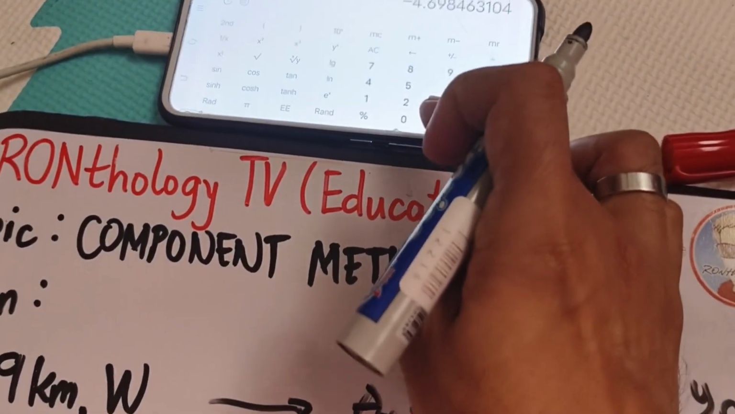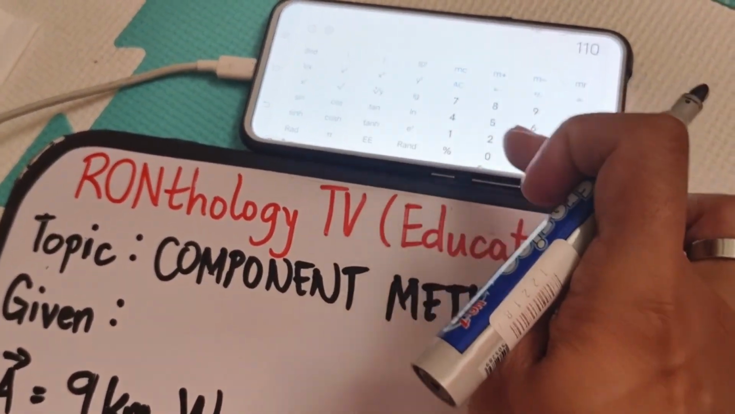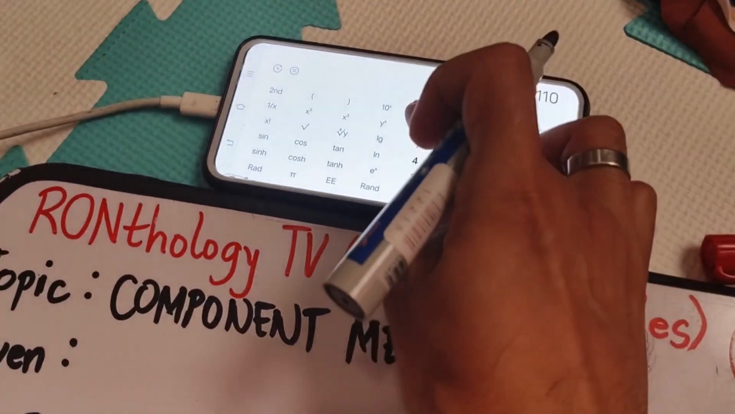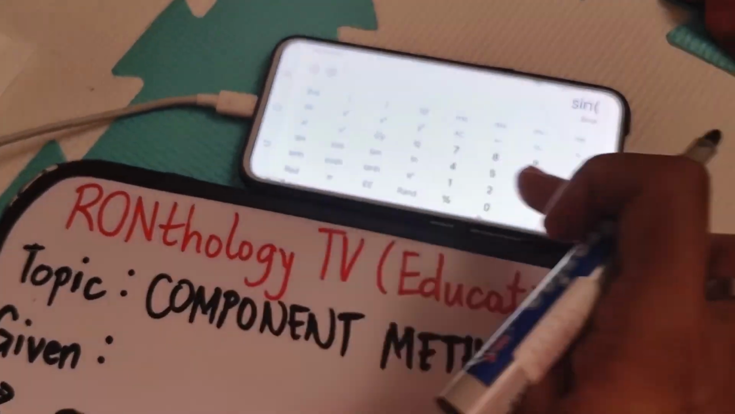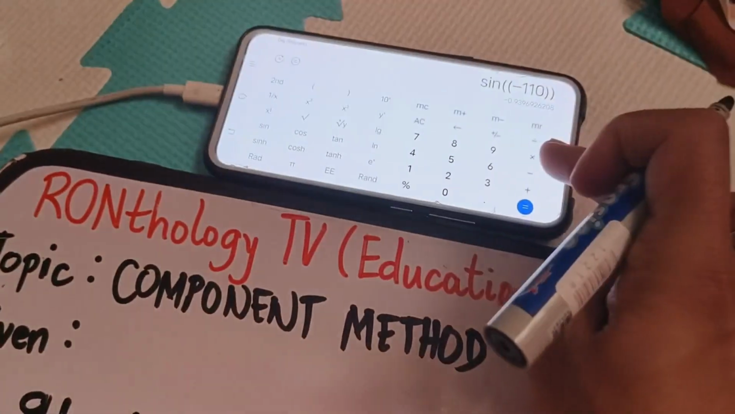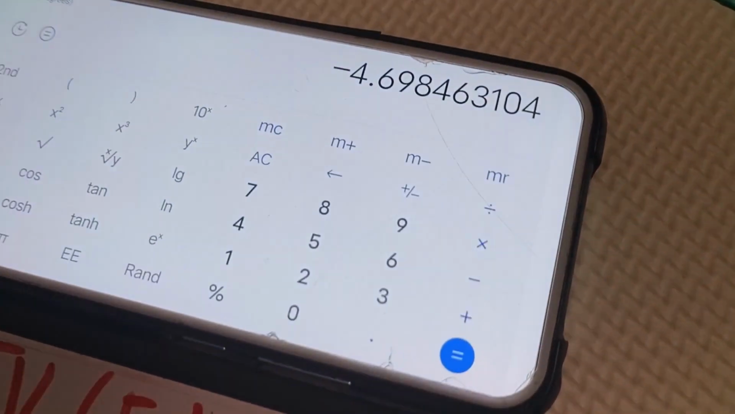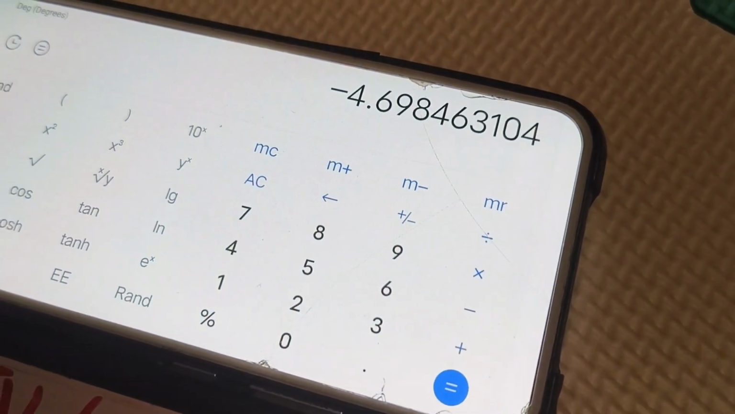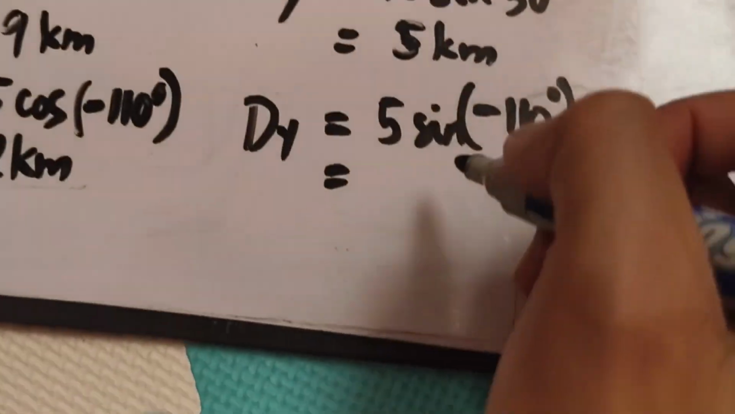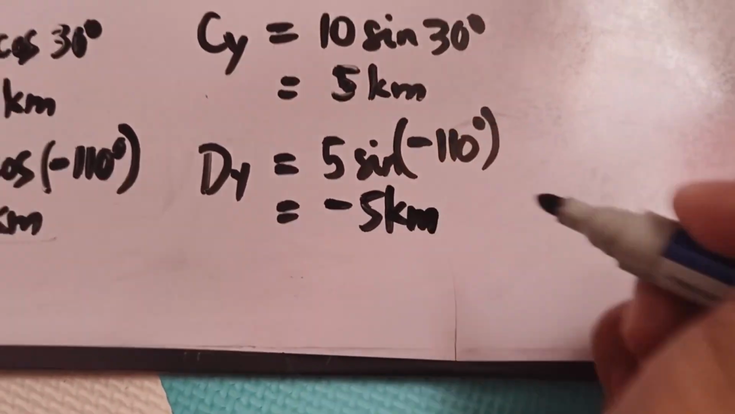So punta tayo sa calculator. That's 110. I'm sorry. Sine of 110 negative times 5. So the answer is negative 4.698, or rounded off to whole number, that will be negative 5 kilometers.